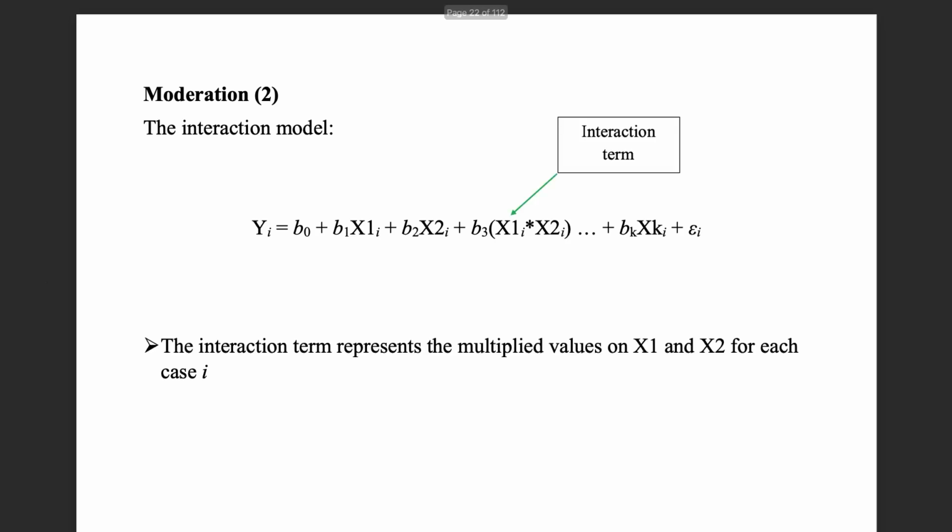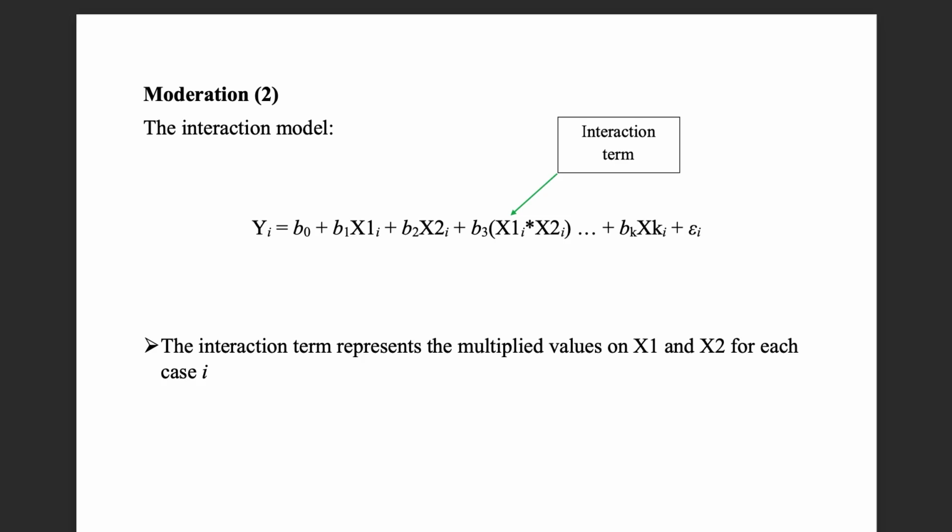Yeah, so let's go over that step by step. Let's start with this weird new term that we added to the regression model, where we have b3 multiplied by x1 for each case times x2 for each case. So the value on x1 for each case is being multiplied by the value on x2, and that is being multiplied by the regression coefficient b3. This part of the interaction model is referred to as the interaction term, because this is really what makes it an interaction model, including this extra term.